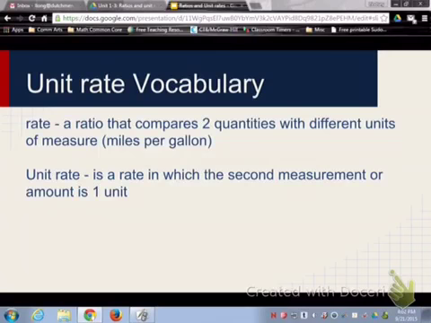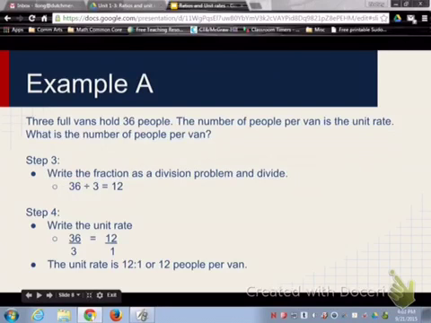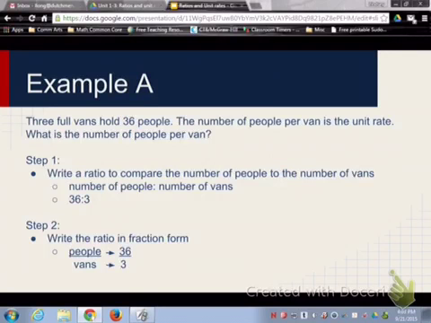So let's go through some of these. Example A, 3 full vans hold 36 people. The number of people per van is the unit rate. What is the number of people per van? Step 1, we write a ratio to compare the number of people to the number of vans. So our number of people will come first, and then our number of vans. We have 36 people, and we have 3 vans, so our ratio is 36 to 3.